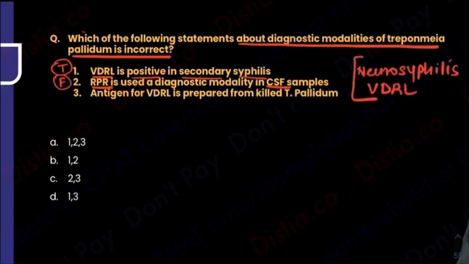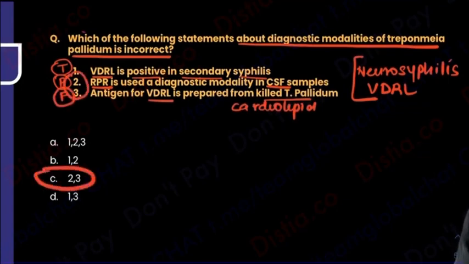Third, antigen used for VDRL is killed Treponema pallidum. No, we had done something called cardiolipin, isn't it? So this is also false. I realize 2 and 3 are false. I have that as an option. So that becomes my answer.